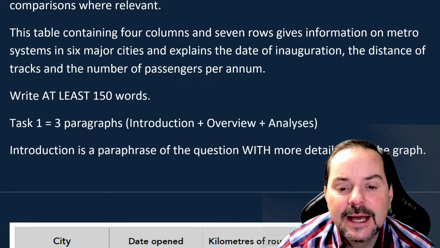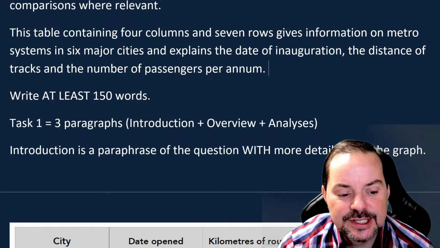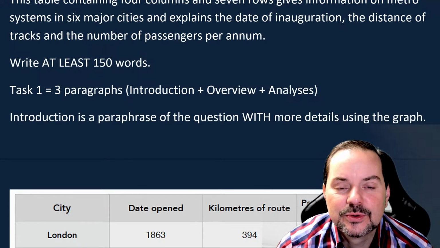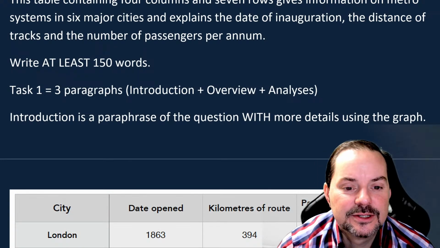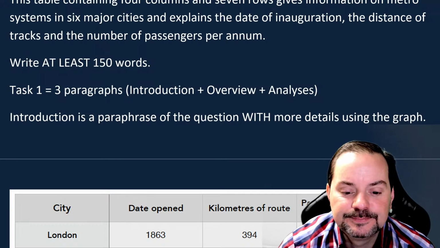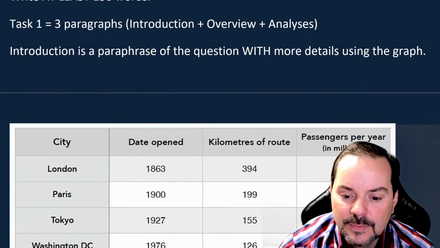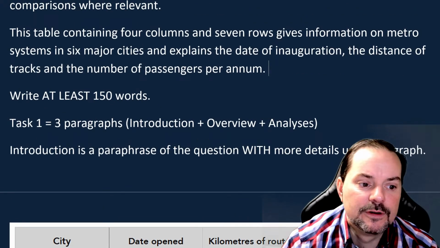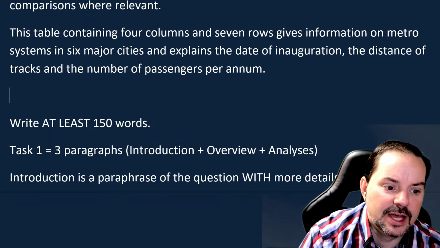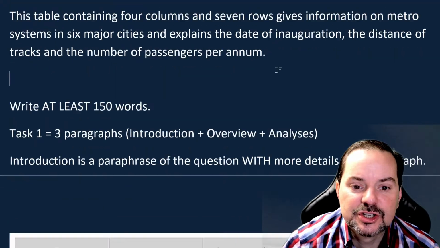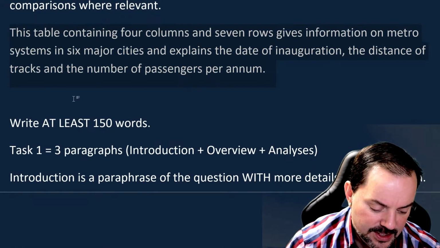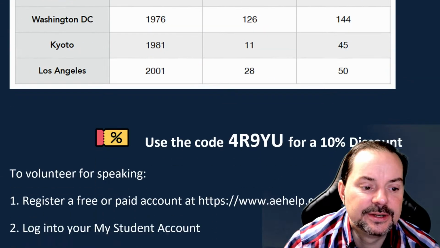All right, now I didn't list the 6 major cities here, so I didn't write London, Paris, Tokyo. I'm pretty sure that's okay. I'm going to obviously list those a little bit later on. And now for the overview. Okay, so this is the introduction. Let me just grab the introduction and I'll just plop it in right here.